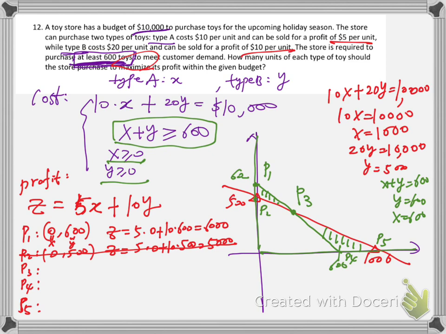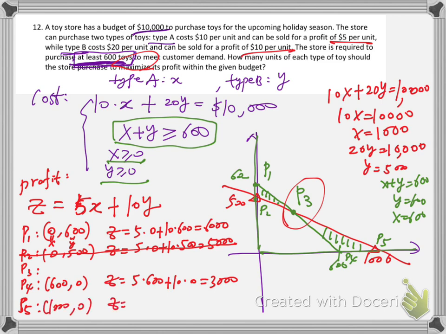So now let's skip P3 a little bit because we don't know P3. P3 you have to use calculator. So P4 is 600 again, but this is 600 on x part. Y is 0, so z will be 5 times 600 plus 10 times 0. So this is 3,000. And then P5 is 1,000, 0. So z will be 5 times 1,000 plus 10 times 0. So this is $5,000. So now P4 is smaller than P1, P5 is smaller than P1. So now we just need to check P3.